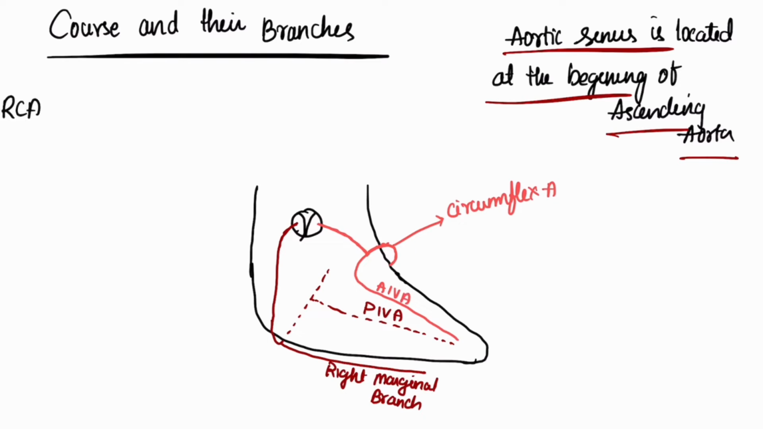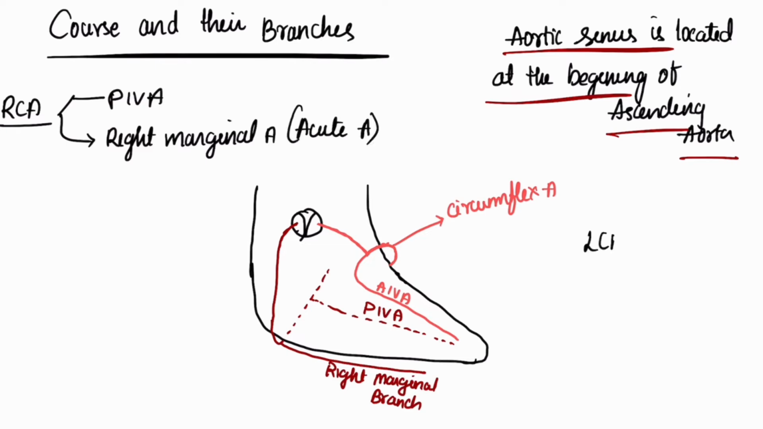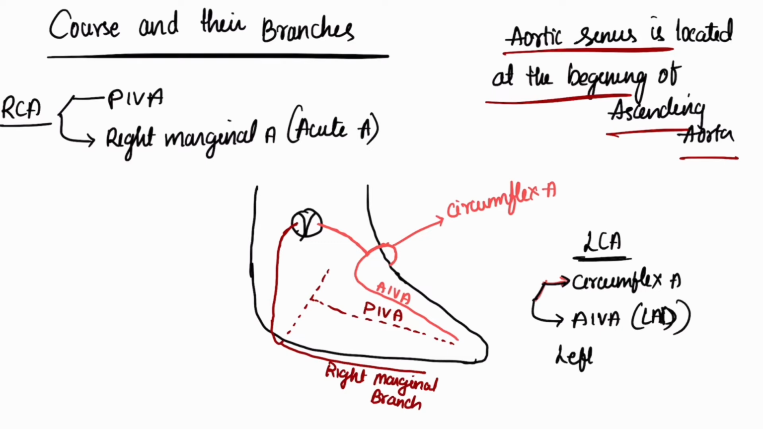Right coronary artery gives rise to the posterior interventricular artery and the right marginal artery. This right marginal artery is also known as acute artery, and the left coronary artery gives rise to the circumflex artery and the anterior interventricular artery. This anterior interventricular artery is also known as the LAD. That means left anterior descending artery.